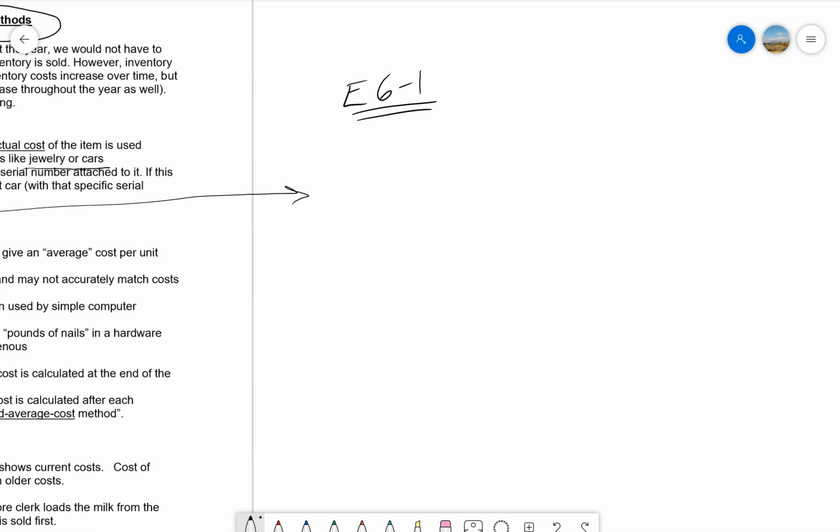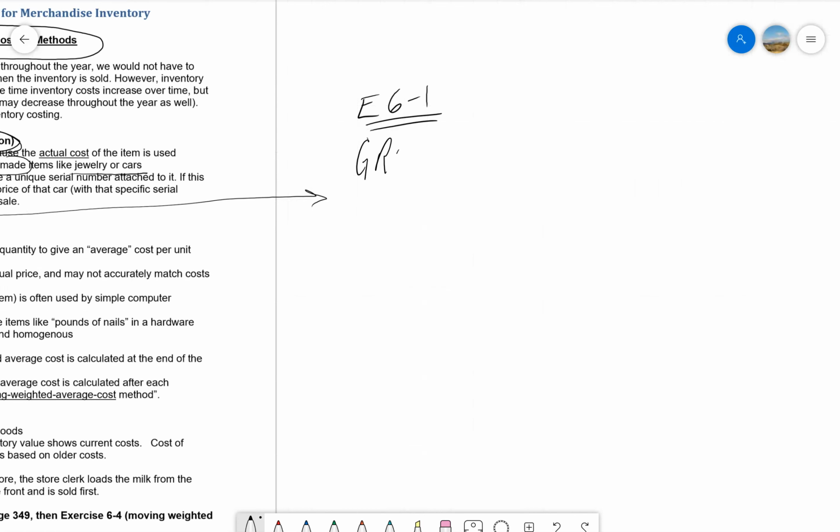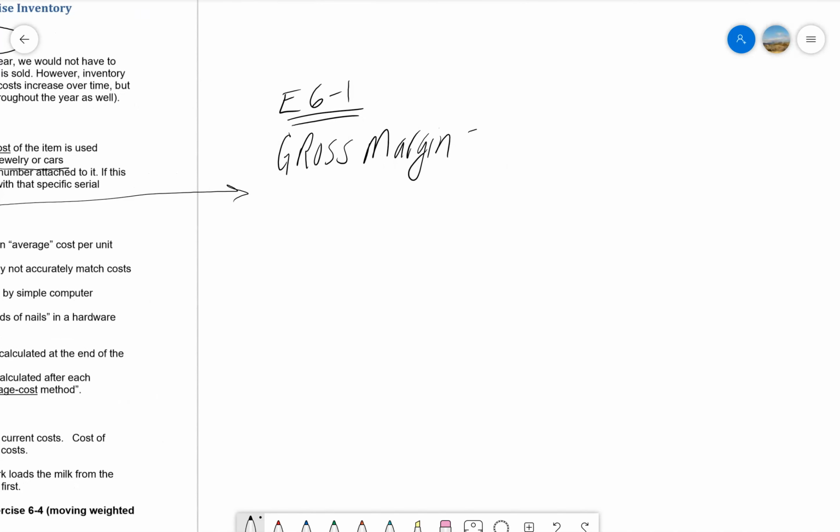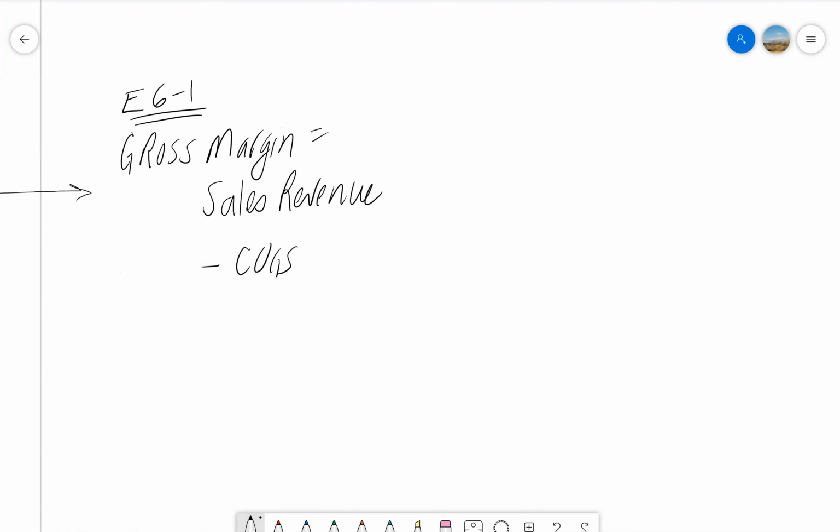So if we look at what they require from us, they ask us to calculate the gross margin. Now, if you remember back from Chapter 5, gross margin is equal to our sales revenue minus our cost of goods sold. So the sales revenue is pretty straightforward. The company sells the transformers at $90,000 per unit, and during the month of April, they sell 2 of these. So their total sales revenue is going to be $180,000.